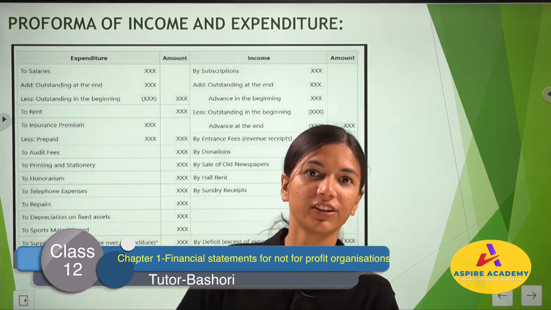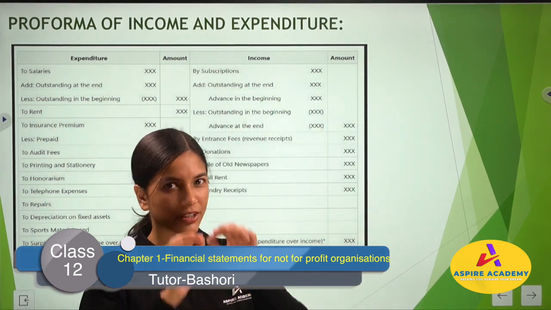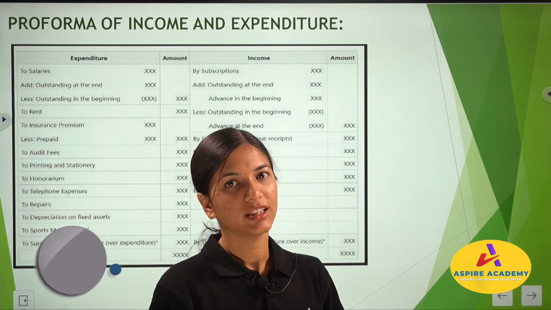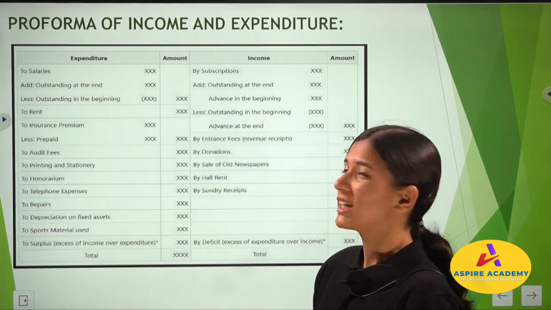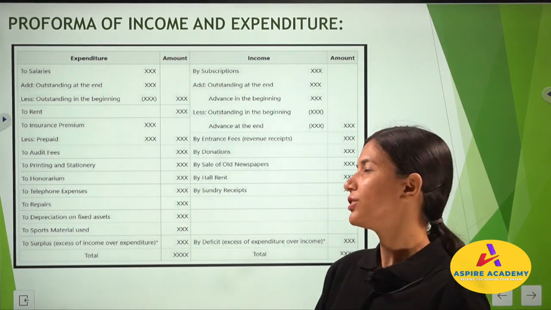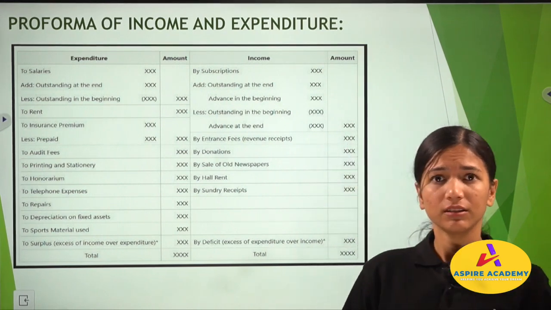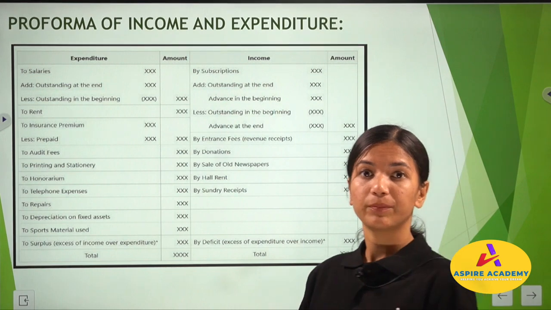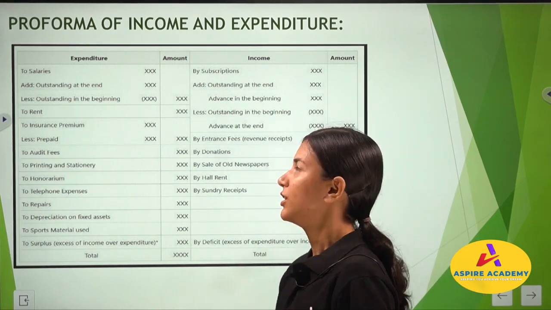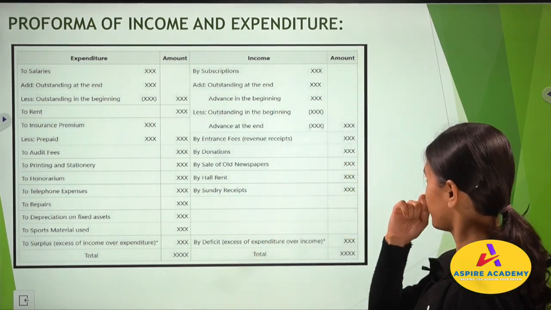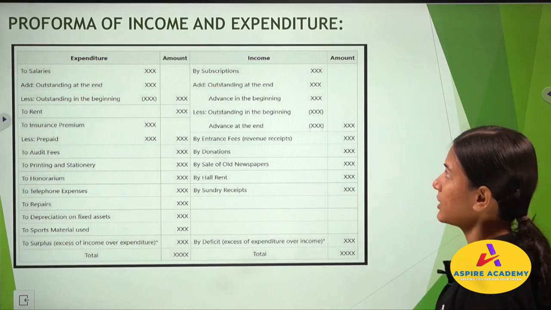So in the last class we discussed the peculiar items relating to the income and expenditure account and also relating to not-for-profit organizations. Now today we are going to see how to prepare the income and expenditure account. Let's first see the pro forma of the income and expenditure account.